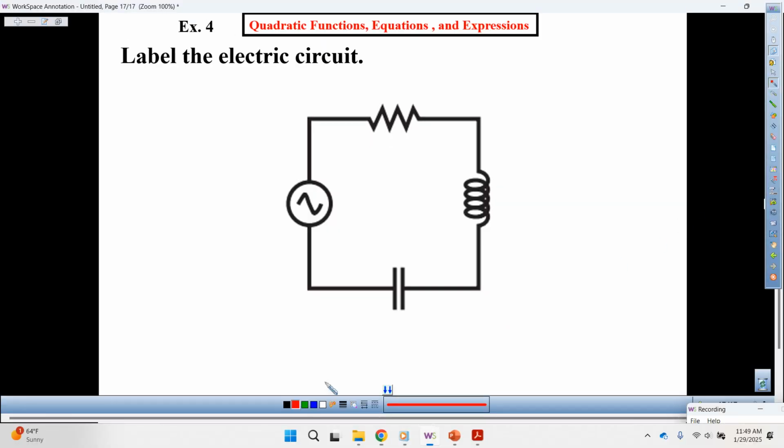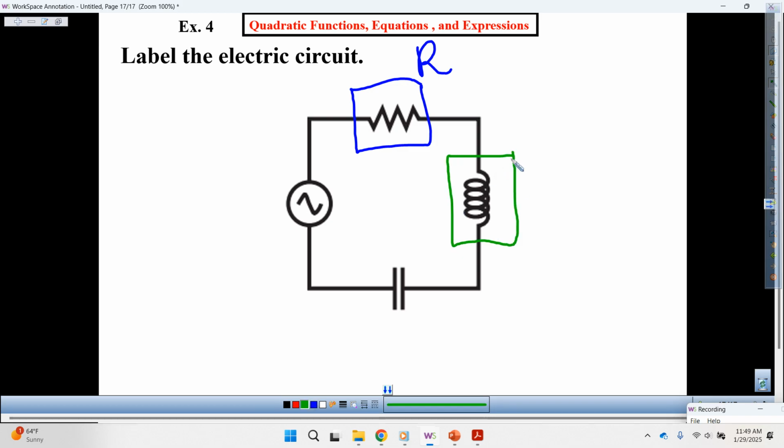All right, let's see. For the sake of time, Joseph, what do we call that? Resistor. I'm just going to write the letter R. That is correct. How about this one, Mariah? Inductor. That is correct. Which means, Camila, what is this one? Capacitor. That is correct.